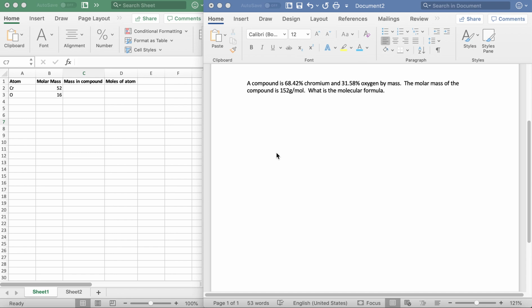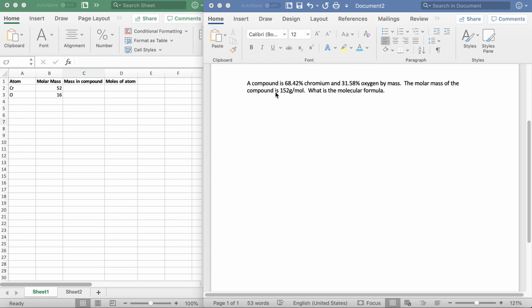So let's try a slightly more complicated version of a similar problem for a molecular formula. A compound has 68.42% chromium and 31.58% oxygen by mass. The molar mass of the compound is 152 grams per mole. What is the molecular formula?